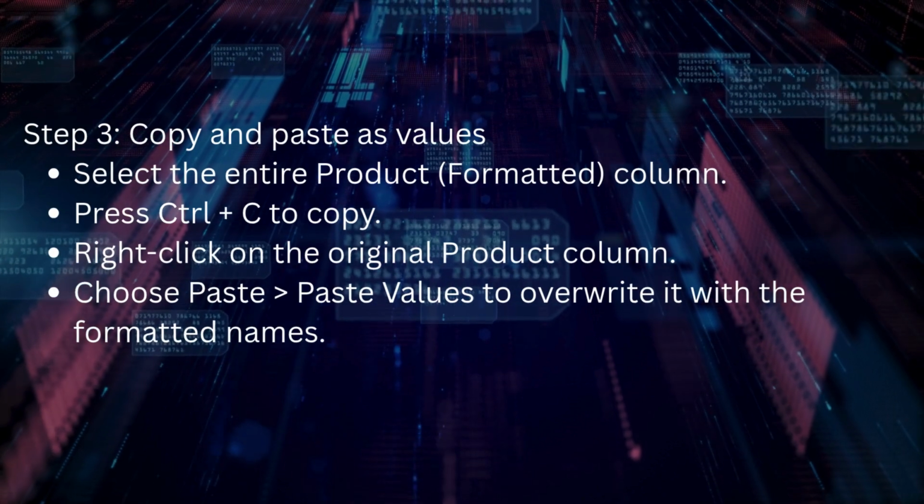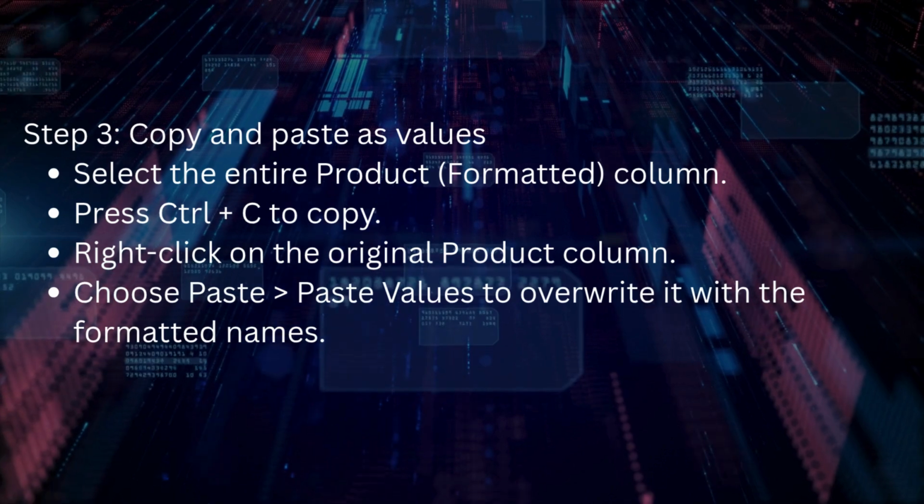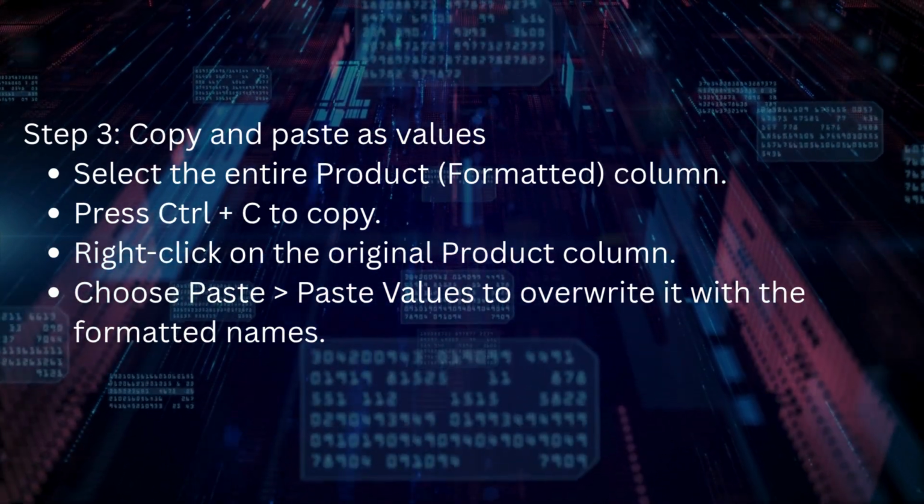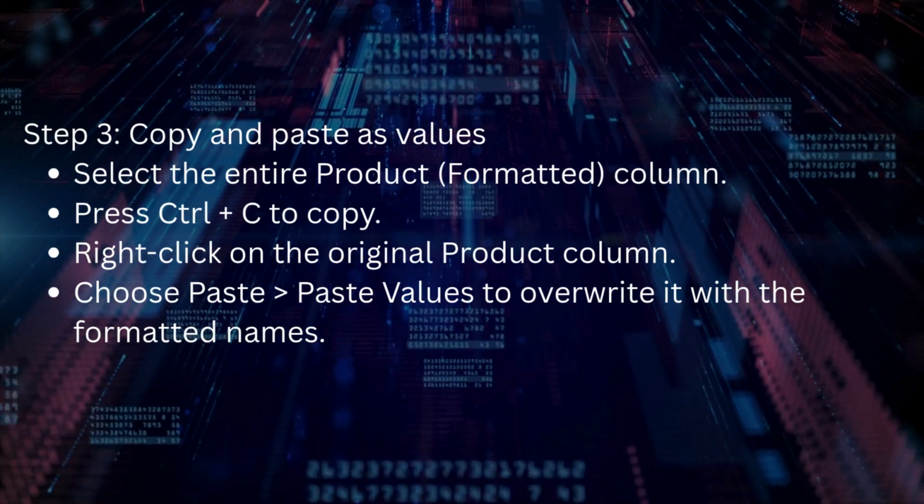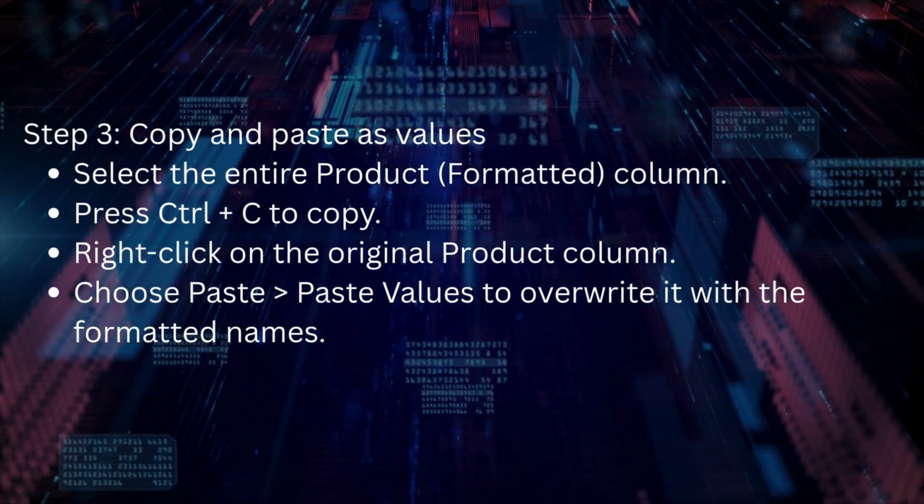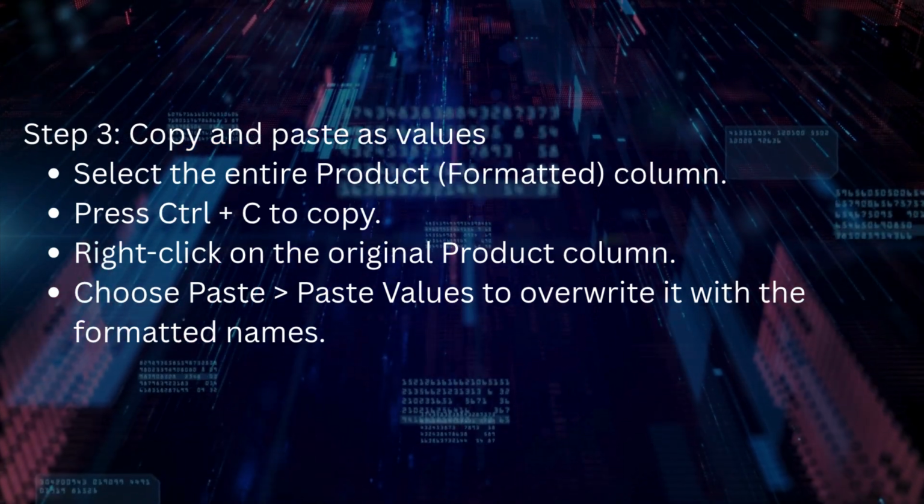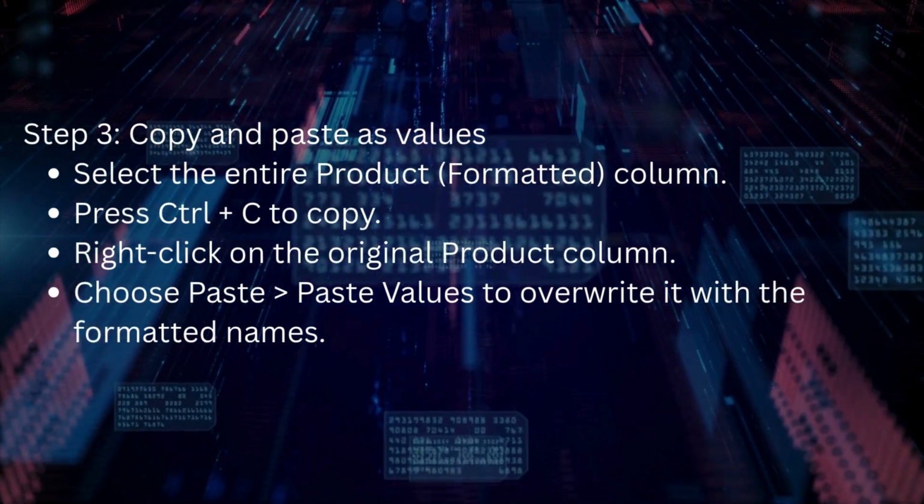Step 3. Copy and paste as values. Select the entire product, formatted, column. Press Ctrl+C to copy. Right-click on the original product column. Choose Paste values to overwrite it with the formatted names.